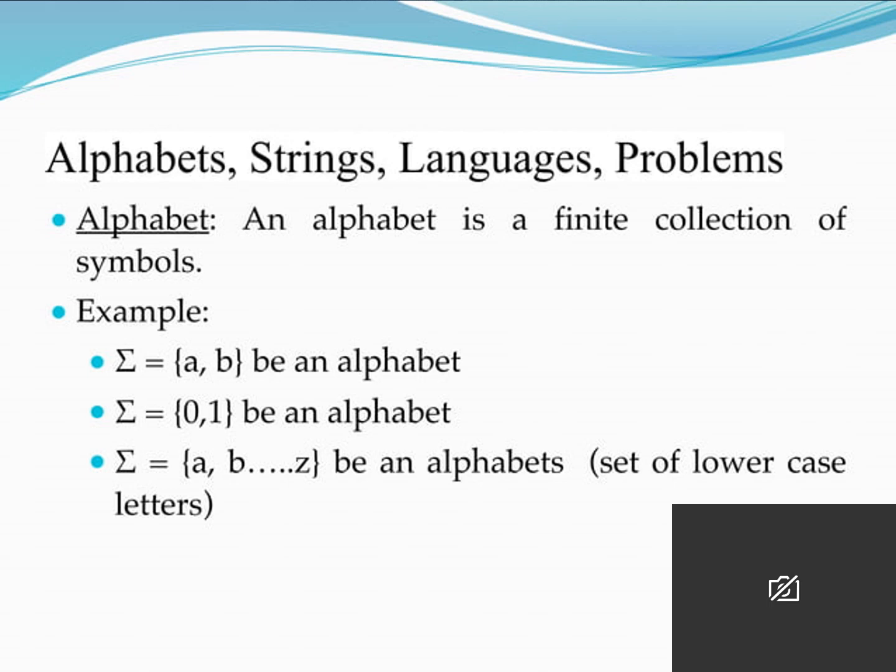The next basic things we have to learn through formal languages. First one is alphabets. Alphabets are nothing but a finite collection of symbols. For example, it may be alphabets or numerical terms like that. Each and every collection of symbols is called an alphabet. For example, A B can be an alphabet, 0 1 can also be an alphabet, or from small letter a to small letter z. Every lower case letter is considered as an alphabet here.